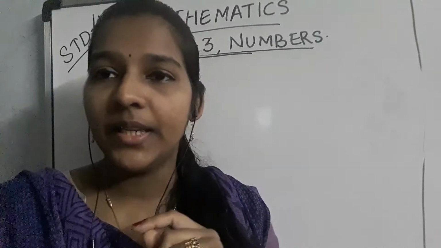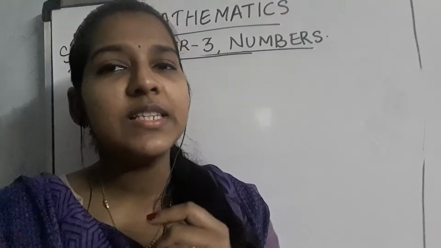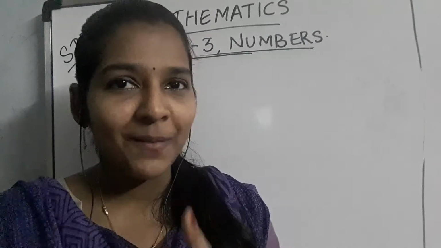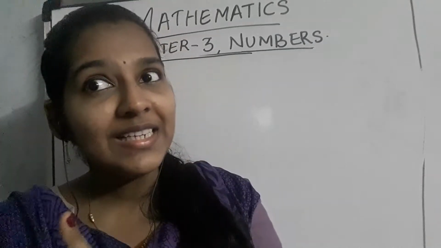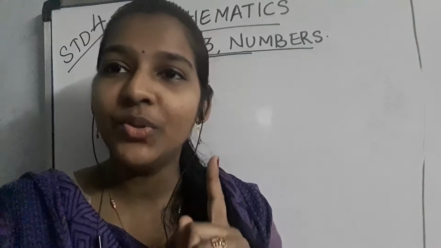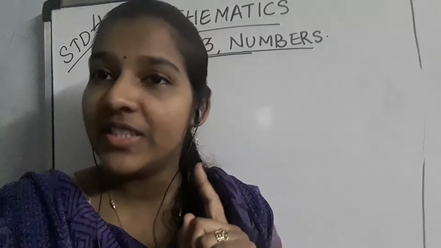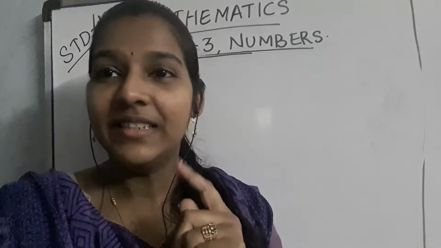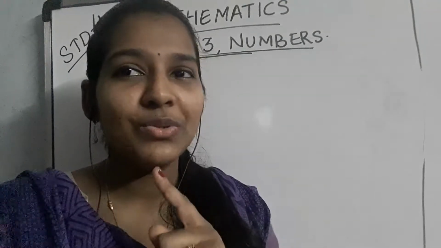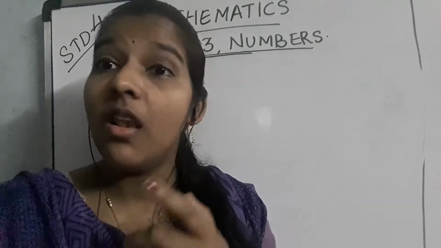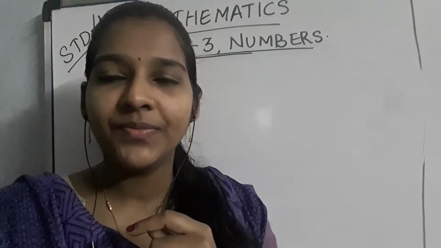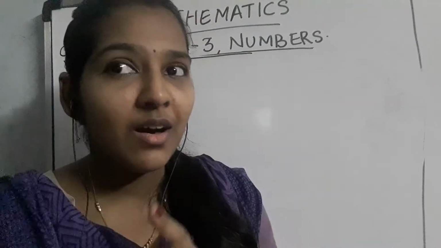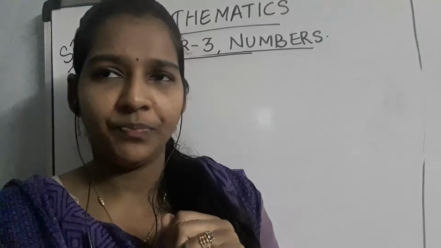Okay, now tell me what are two digit numbers? Yes, the numbers from 10 to 99 are called two digit numbers. And which is the smallest two digit number? 10. 10 is the smallest two digit number. And which is the largest two digit number? 99. Very good. 99 is the largest two digit number.